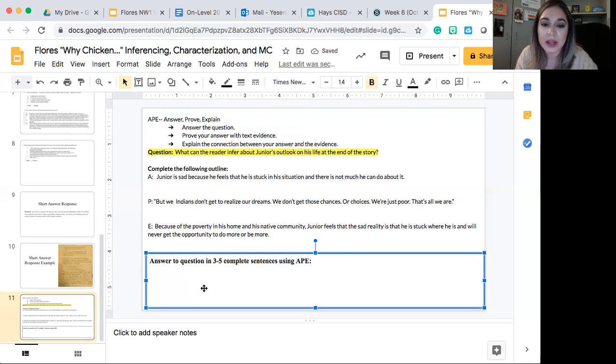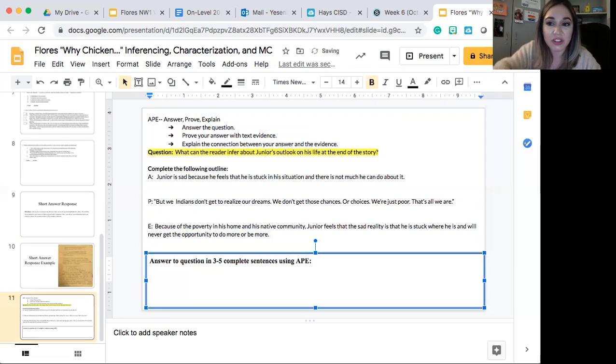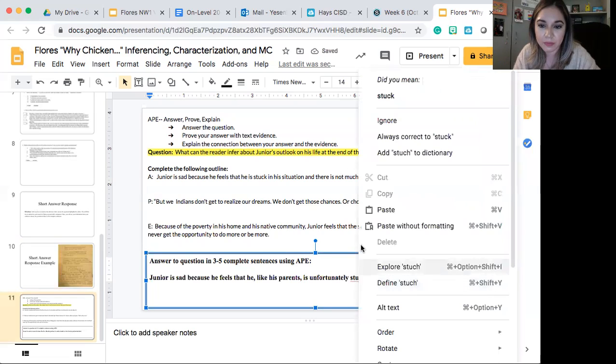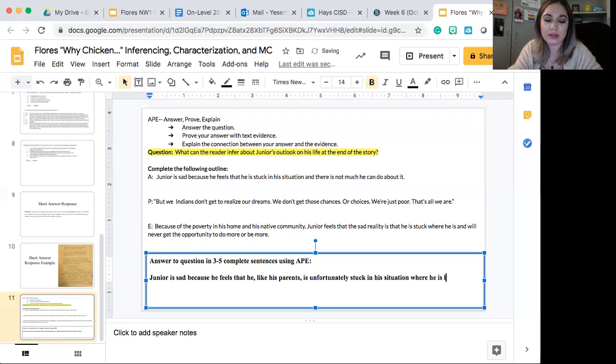Now I have my outline. Now I'm going to make it into a paragraph, 3 to 5 sentences. I'm not just going to copy and paste what's in my outline and call it a day. No, I have to make it sound like a paragraph. So let's see here. Junior is sad because he feels that he, like his parents, notice I'm adding stuff, is unfortunately stuck in his situation where he is living in poverty and he feels that there is not much he can do about it.